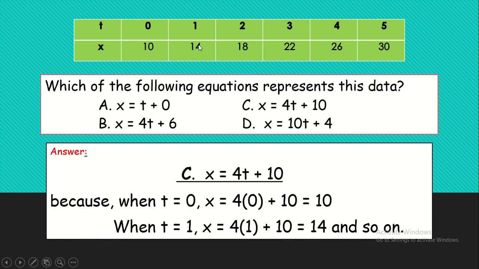So once we have solved that, we can finish the table up to 30. So we have 10, 14, 18, 22, 26, 30 as our x.